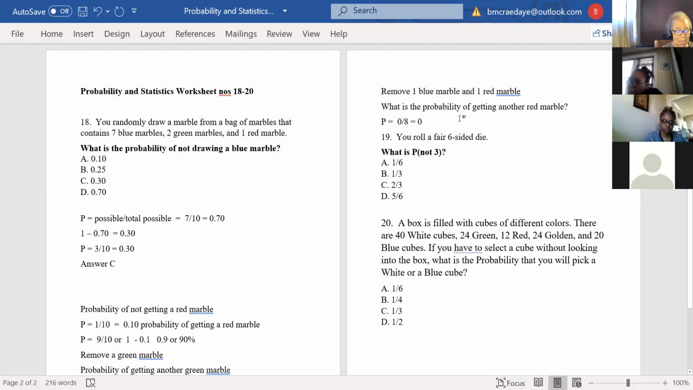Okay, so now you understand how the dependent events work, right? Remember, you always have to look at your total, because your total is changing because you're changing the amount of data that you have. Okay. Yes, that's true. All right.